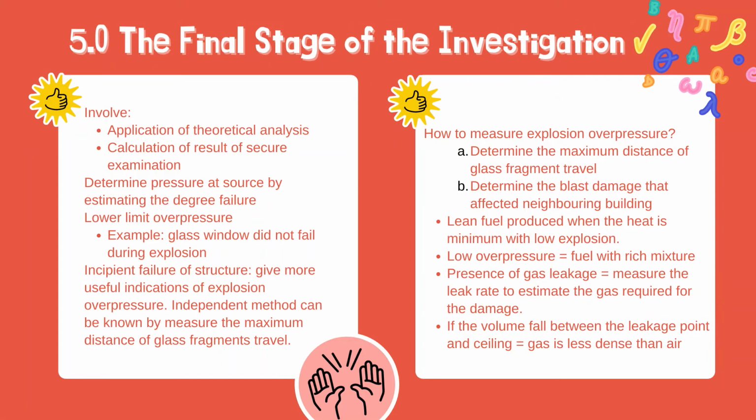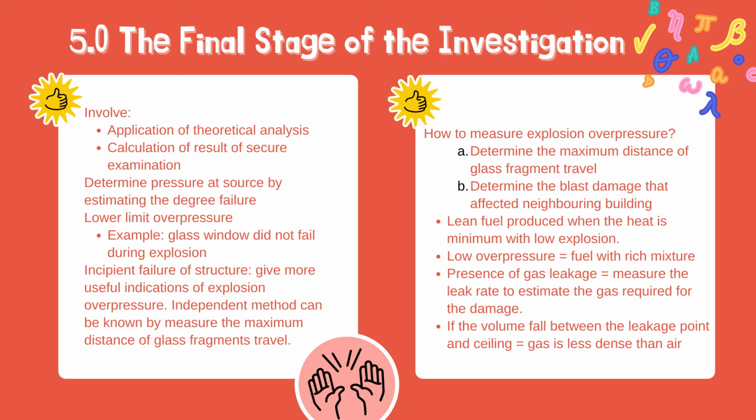Lastly, the final stage of the investigation involves application of theoretical analysis and calculation of the results of the scene examination. Determine the pressure at the source by estimating the degree of failure. For the lower limit of overpressure, for example, a glass window did not fail during the explosion. Incipient failure of a structure gives a more useful indication of explosion overpressure. Independent methods can be used by measuring the maximum distance glass fragments travel.